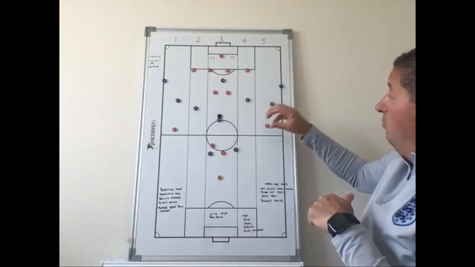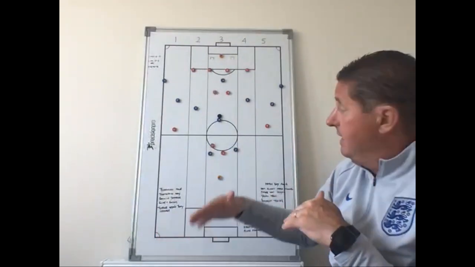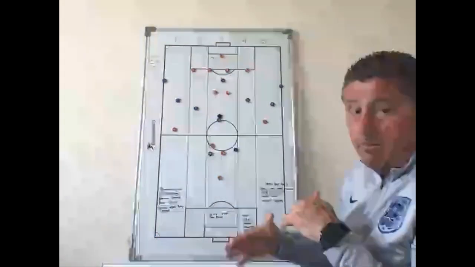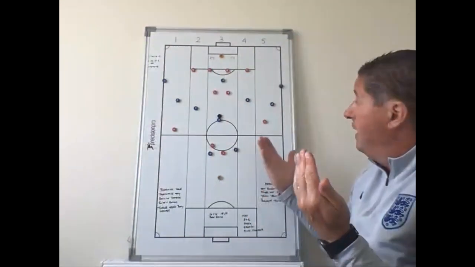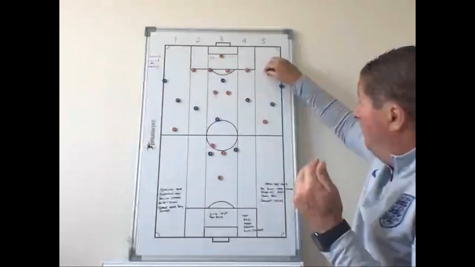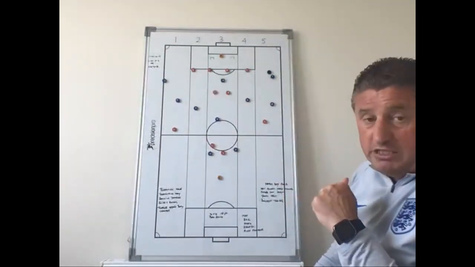And at some point, if we can get the delay on, then we can get the 7 and 11 back in behind the ball. Then we can hopefully show them out into lanes five and one. That may well not happen. It might be that you receive the ball down in lane five, and now you're in a crossing situation.